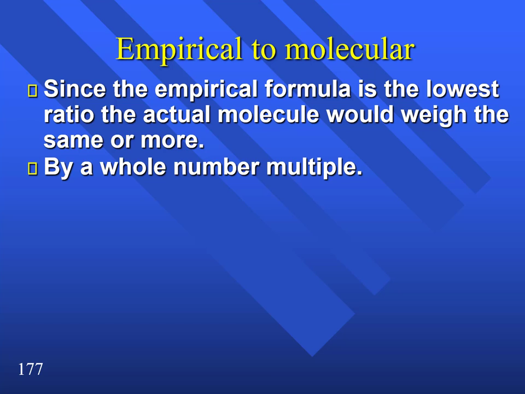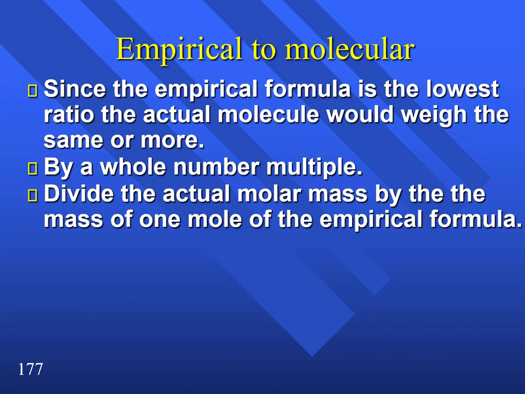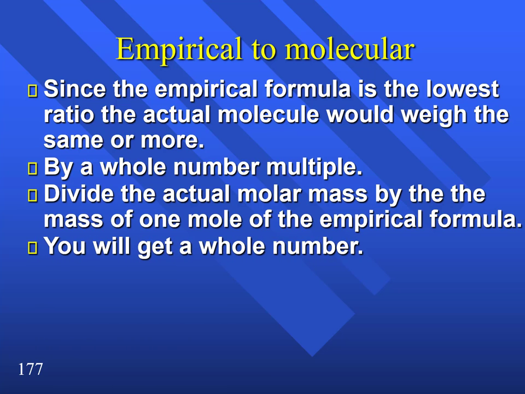N2O4 was twice as heavy as NO2. One weighed 46 grams per mole, the other weighed 92. Twice as heavy. So I need to figure out how many times more. So what I need to do is take the actual molar mass and divide it by the mass of 1 mole of the empirical formula. Figure out how heavy 1 mole of the empirical formula would weigh. So take the real one and divide it by what the lowest ratio weighs. That will tell you how many lowest ratios you have. When you do that division, you'll get a whole number.